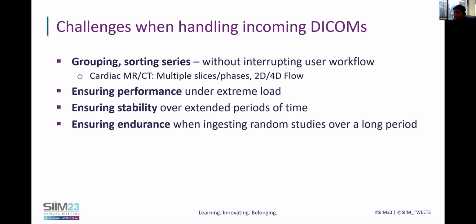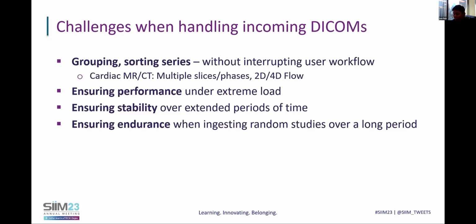Some of the common challenges that we have when ingesting DICOM images are these four. Whenever we import images, we have to group them, sort them, and do that all without interrupting user workflow. Especially for cardiac MR and CT, you have multiple series and slices distributed across original series, so you need to combine them, sometimes split them. It gets even more complicated with 2D and 4D flow sequences.